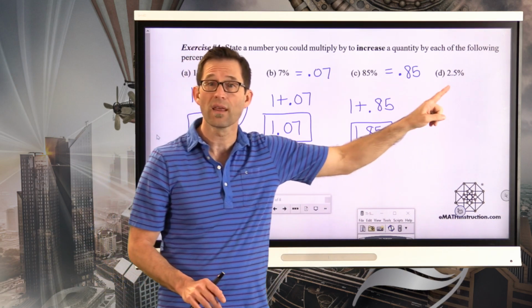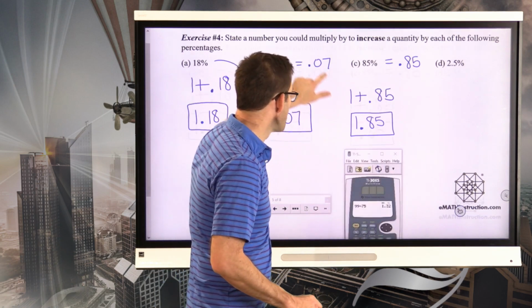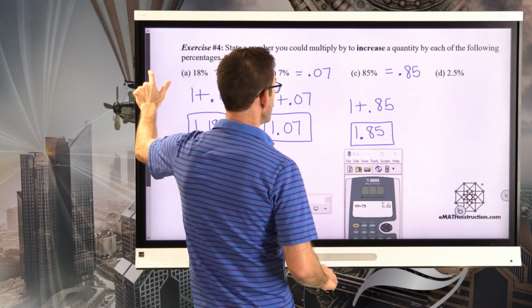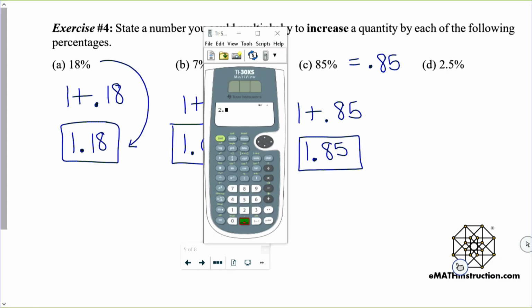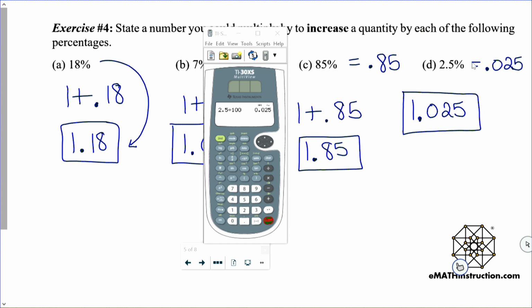would always suggest doing is taking that percent and just doing something like this to it. Just take that percent and divide: 2.5 divided by 100, right? And that's 0.025. So now the number I should multiply by is 1.025.